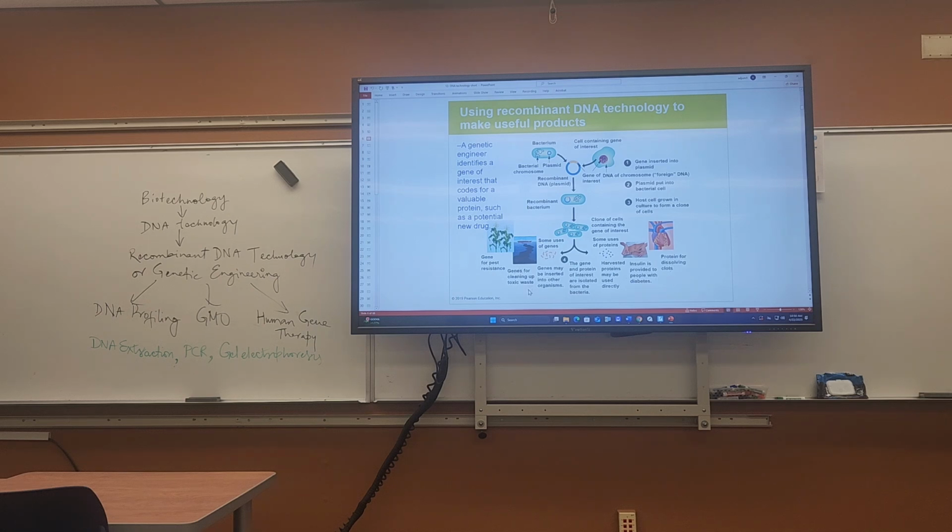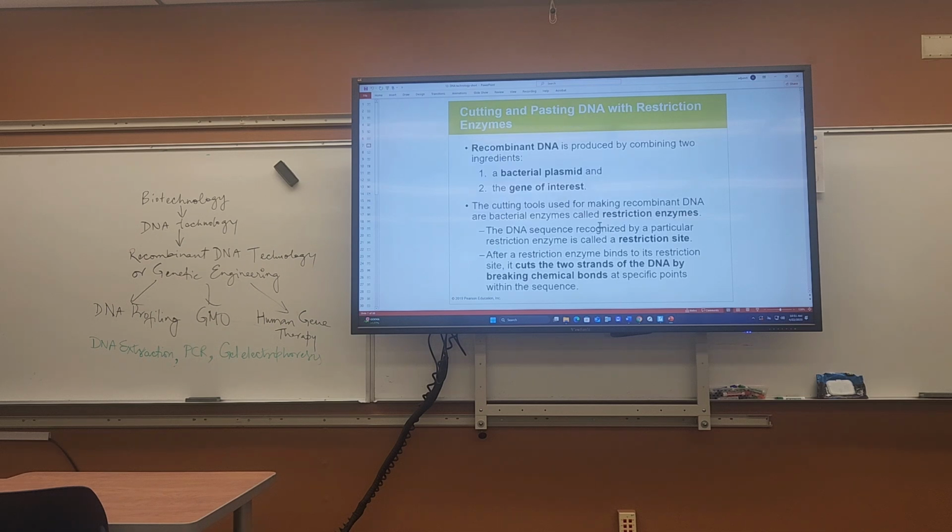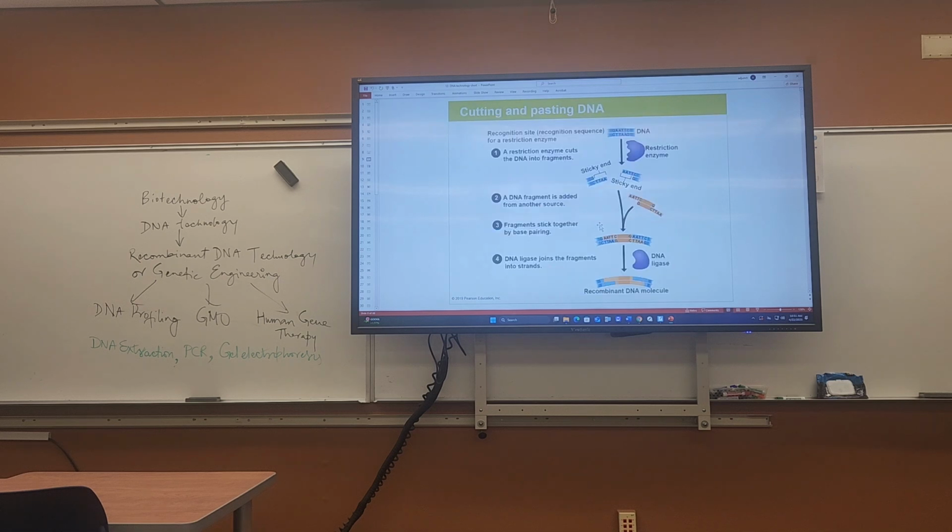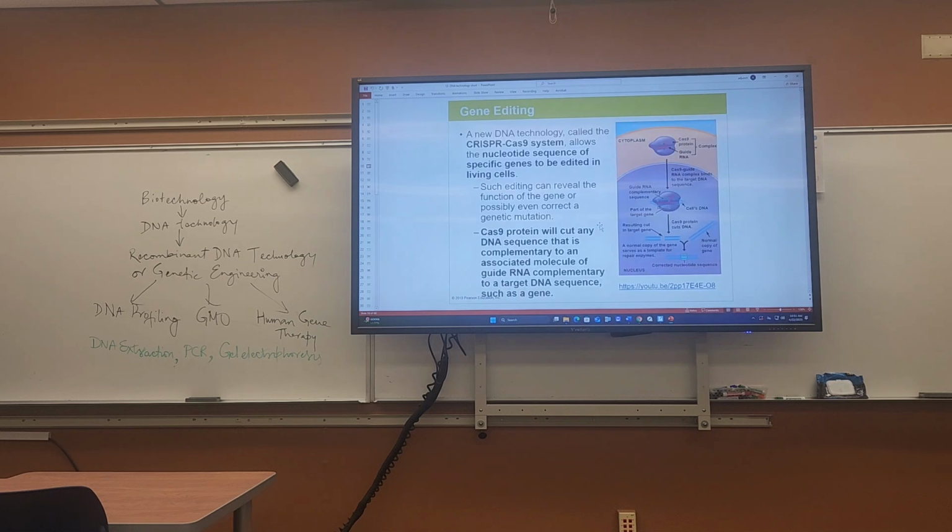There are genes for cleaning up toxic waste, because we human beings keep polluting the earth and water everywhere that we go, and so we need these to clean up whatever toxic spill we have caused. Genes for pest resistance in our agricultural products. In all of these, a genetic engineer identifies the gene of interest, or GOI, that codes for a valuable protein, such as a potential new drug. This is the process that you already saw in the videos, cutting and pasting DNA.